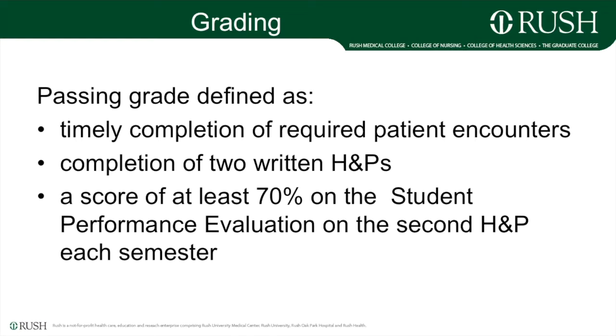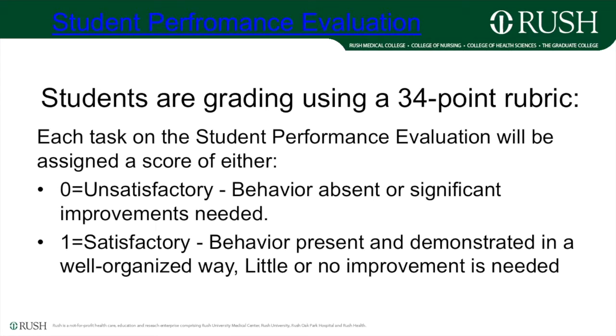Now I'm going to talk a little bit more about grading. A passing grade is defined as a timely completion of 2 written H&Ps with a score of at least 70% on the second H&P of each semester. As previously mentioned, students are graded using a 34-point grading rubric. Each task is graded with either a score of 0 or 1. A 0 is unsatisfactory, meaning the behavior is absent or significant improvement is needed. A 1 is satisfactory, meaning the behavior is present and demonstrated in a well-organized way, meaning little or no improvement is needed.